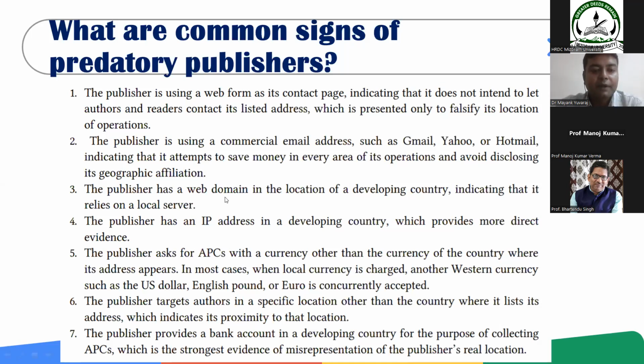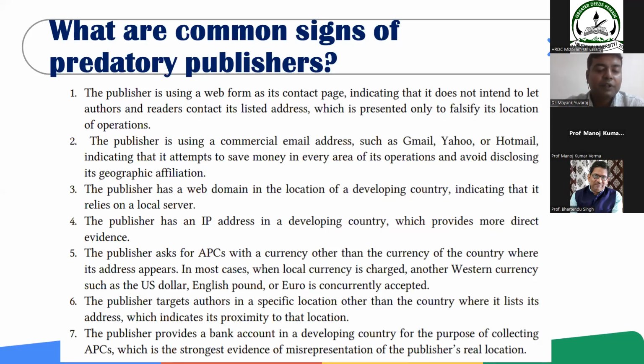Then the third sign is that the publisher has a web domain in the location of a developing country, indicating that it relies on a local server. Like, as I showed in the previous mail, International Journal of Science and Technology, IJST. If you search on Google for IJST, you will find that its domain name is registered from India. But from the contact page, you will find that they have an office registered in London.